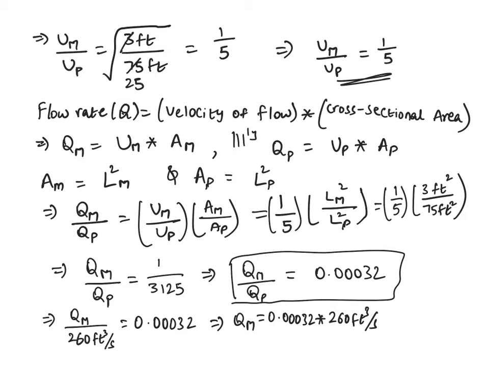So Qm is equal to 0.0832 feet cube per second. That's your answer for the flow rate of the model.